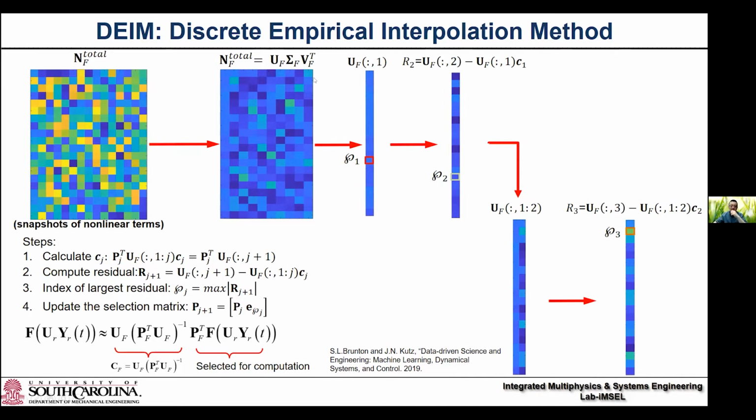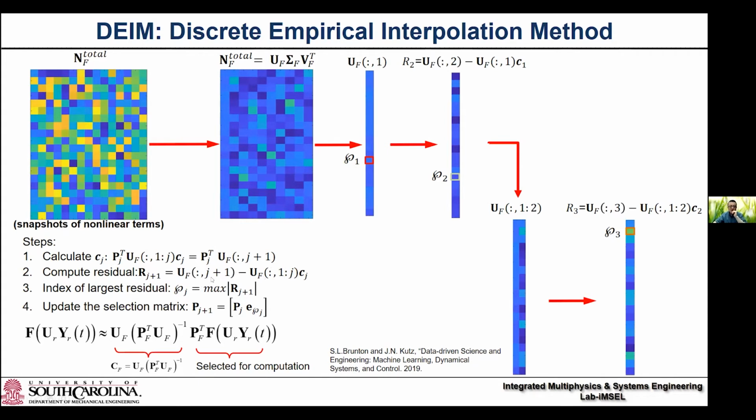And then the key idea of DEIM is to see if I can use the previous POD modes to approximate the next POD mode. For example, this is my first POD mode. Can I represent the second POD mode using my first POD mode at these discrete or sparse locations? That is exactly the second step here.